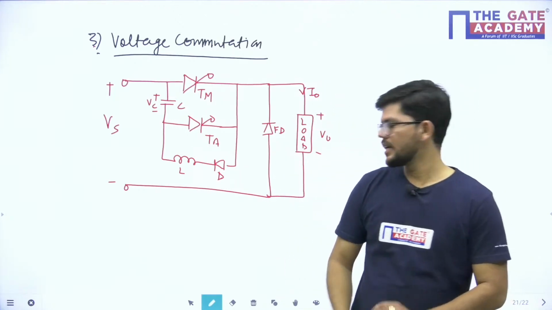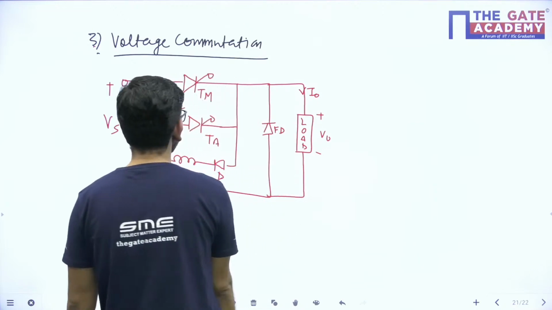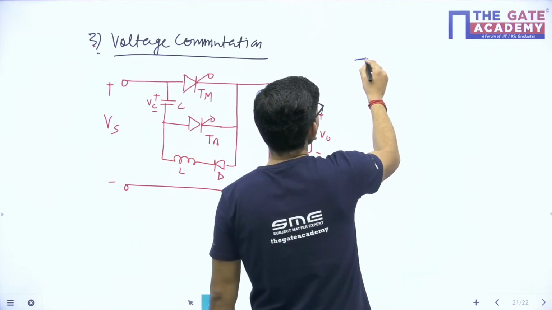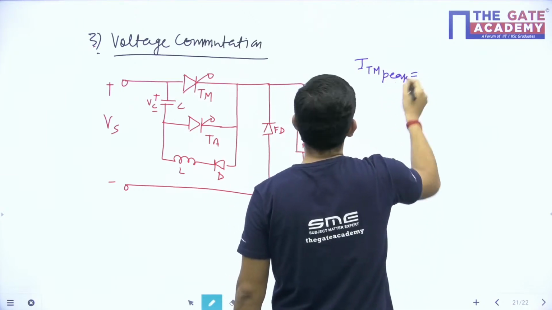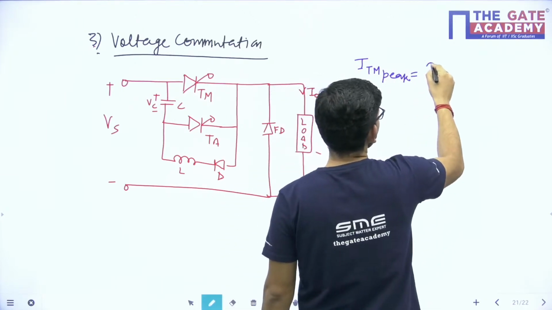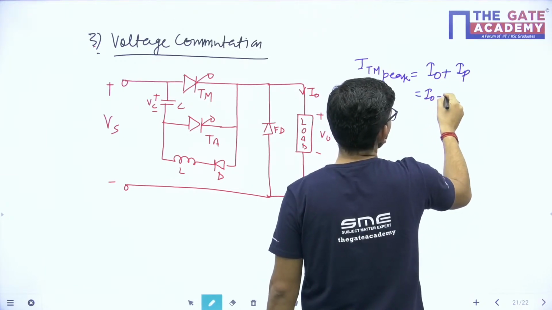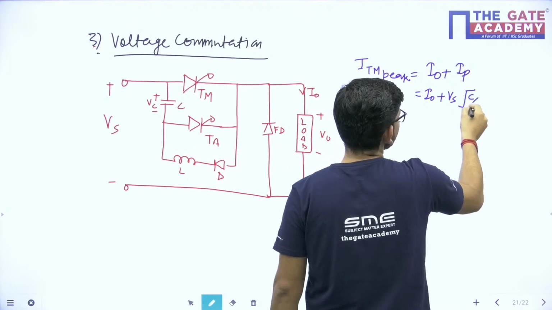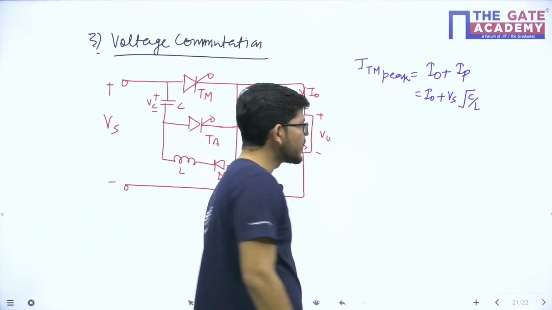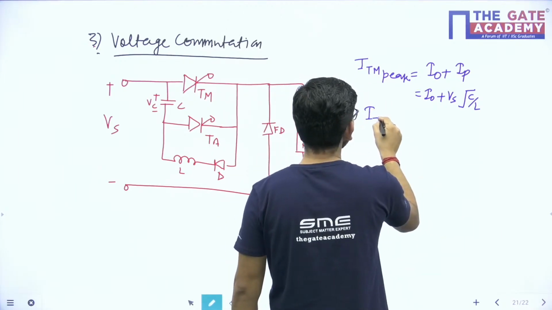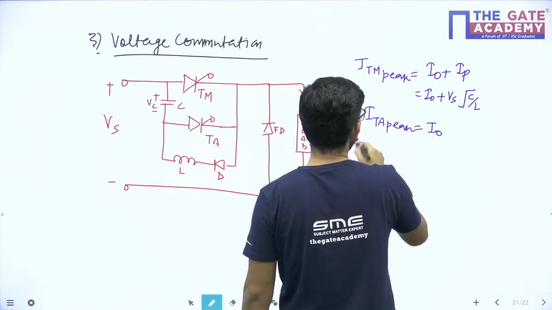Now, as we calculated in the case of current commutation, similarly in voltage commutation, what will be the ITM peak, the peak value of current through the main thyristor? This will be equal to I naught plus IP, that is I naught plus Vs under root C by L. Will it be so, children? Tell me quickly. After this, what will be the ITA peak? ITA peak in this case is equal to I naught.